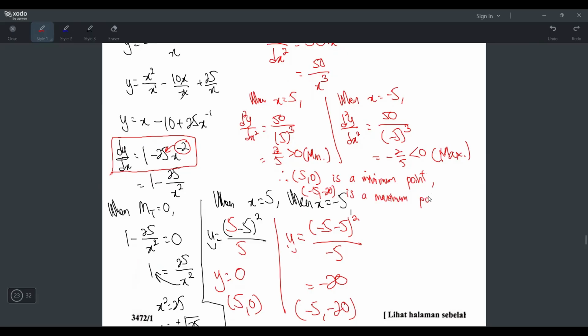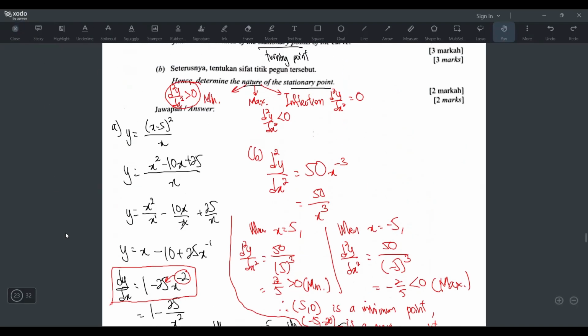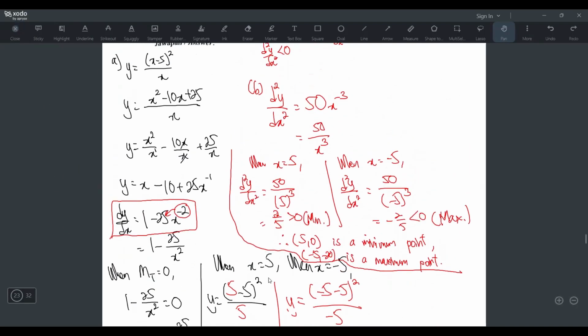Okay, and I'm sure they will give you marks here, right? That's why it's important to write these down, so that it's clear what you are finding. All right, so that's the B working. Okay, that's all.